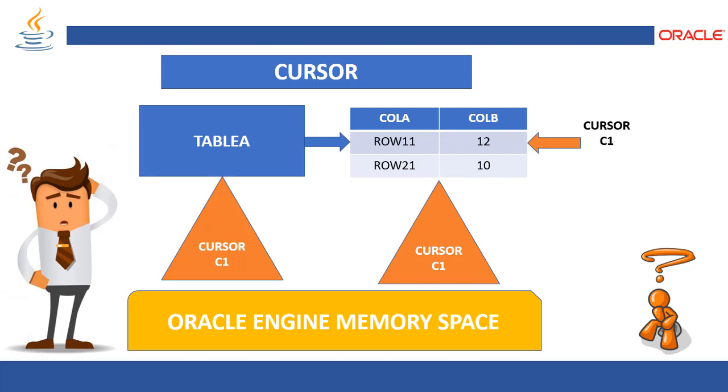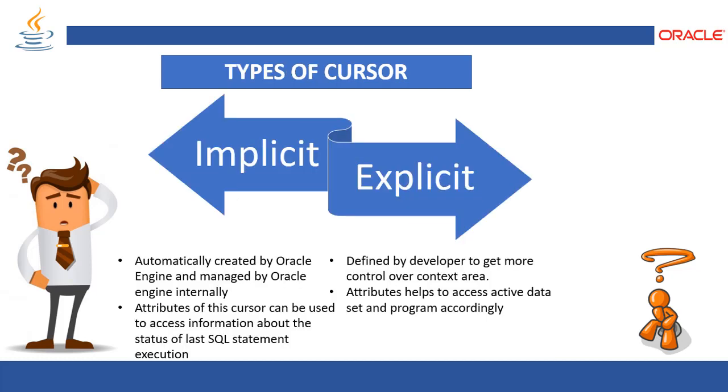It will be easier to understand when we actually create cursors and see how they are deployed in an application. Before that, let's take a look at how many types of cursors are available in SQL. There are two types of cursors: one is implicit and the other is explicit. Implicit cursors are automatically created and managed internally by the Oracle Engine.